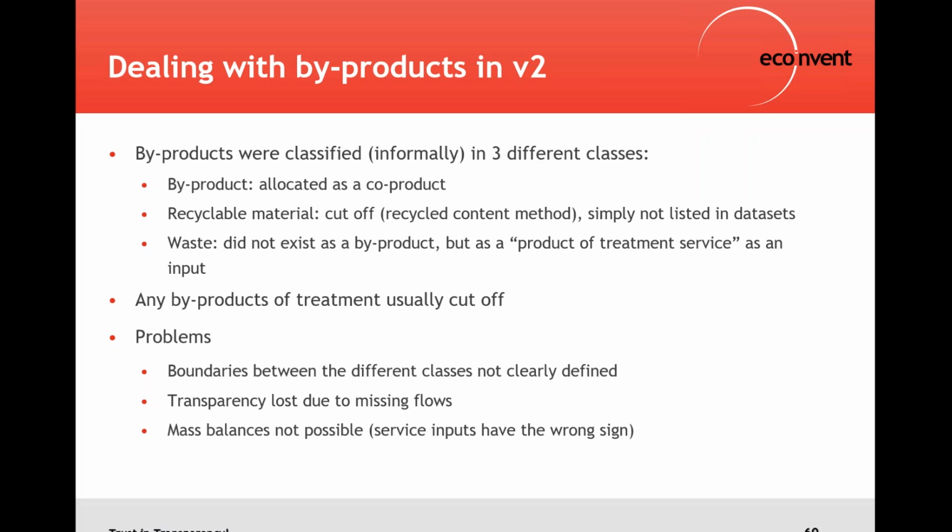This generated quite some problems. First, the boundaries between the different classes were not clearly defined. Then, transparency was lost due to missing flows, all those flows that you decide to cut off because they are recyclable materials, and then it becomes impossible to mass balance the activities.